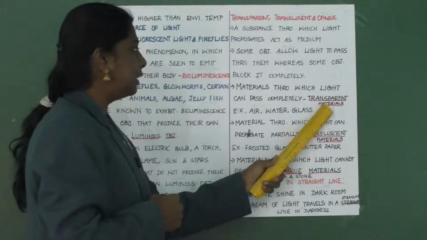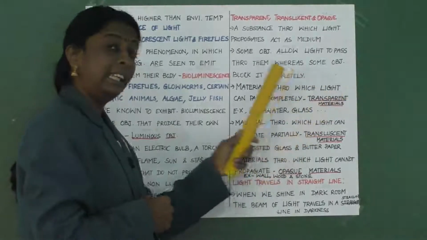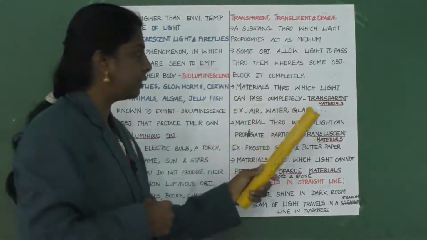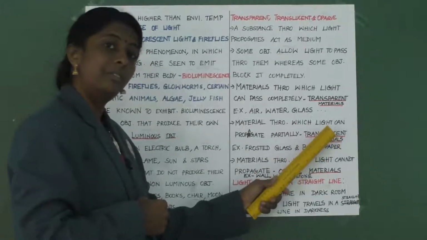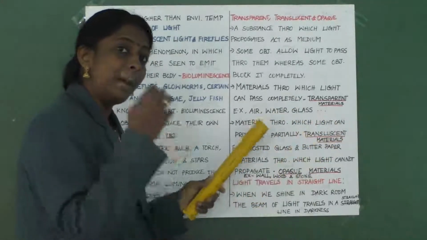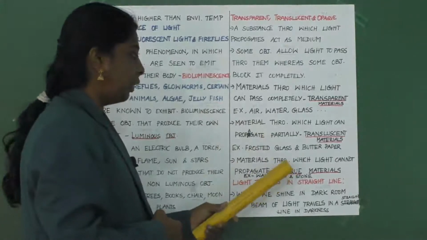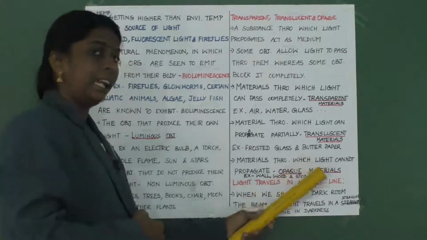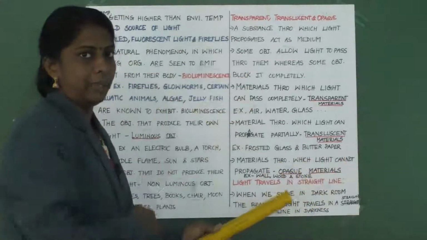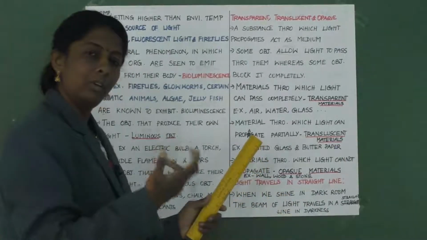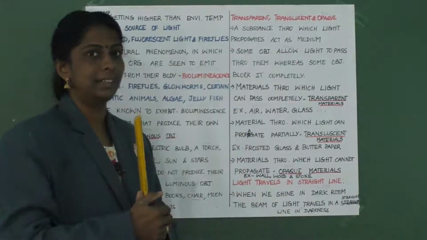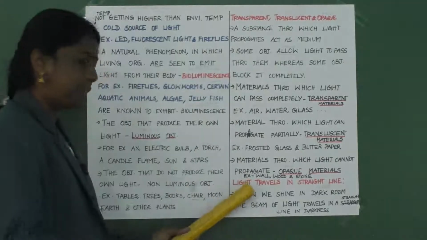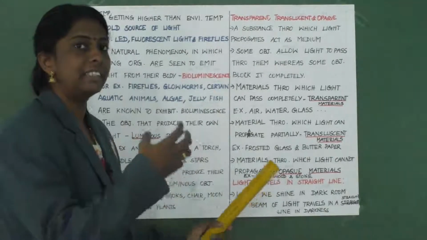So transparent is nothing but where light can pass completely. Translucent is nothing but where light can pass partially. And opaque is nothing but where light cannot pass through the medium. Light cannot propagate or pass through the medium. Clear, children? Yes. Next part of the chapter is about light travels in a straight line.